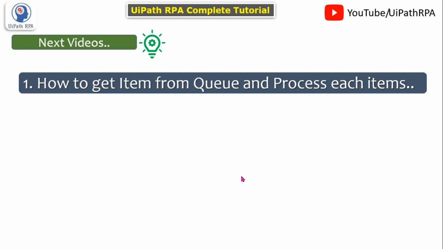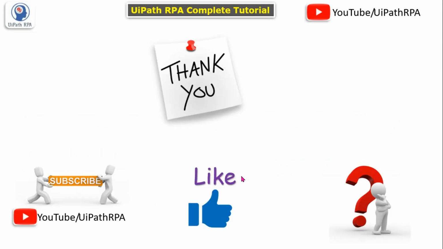So in the next video we'll learn how to get items from the queue and process each item. So now you learned how to create a queue and how to add items to the queue. We learned what the use of auto retry, reference, postpone, and deadline is.